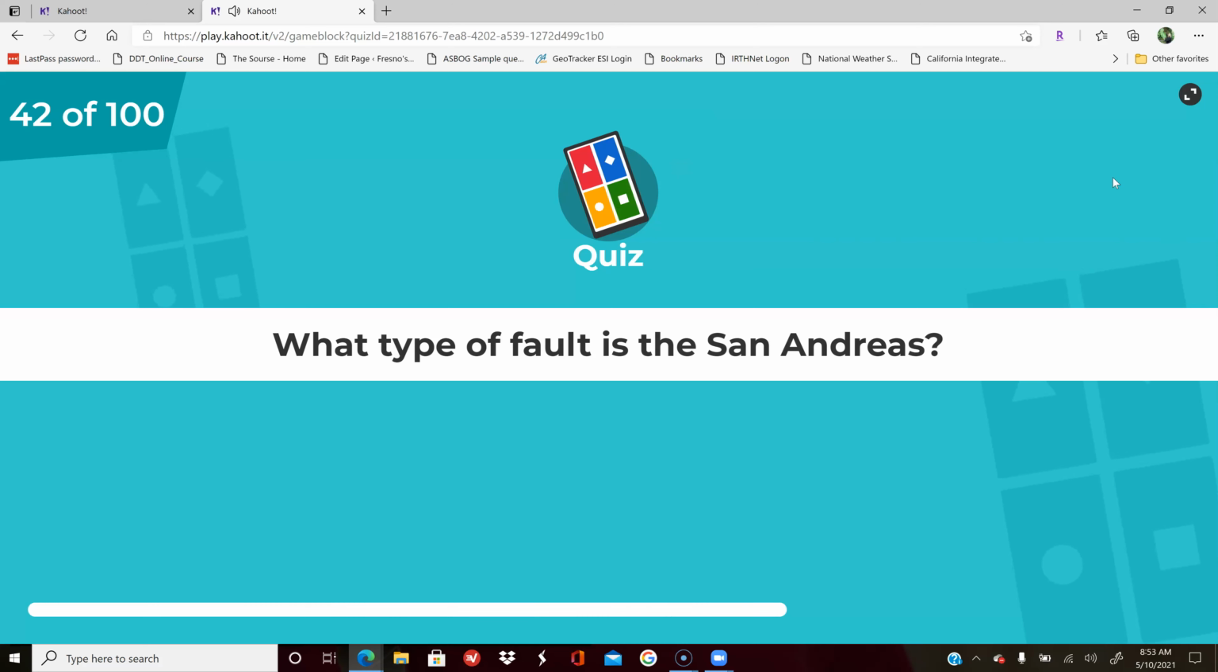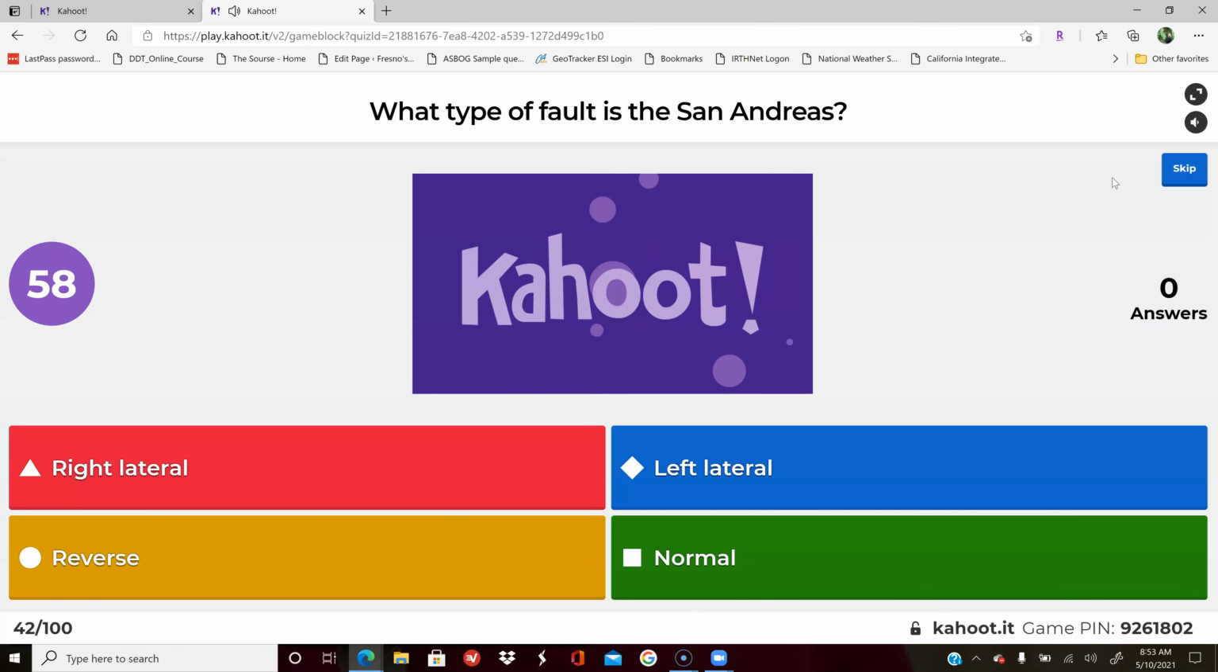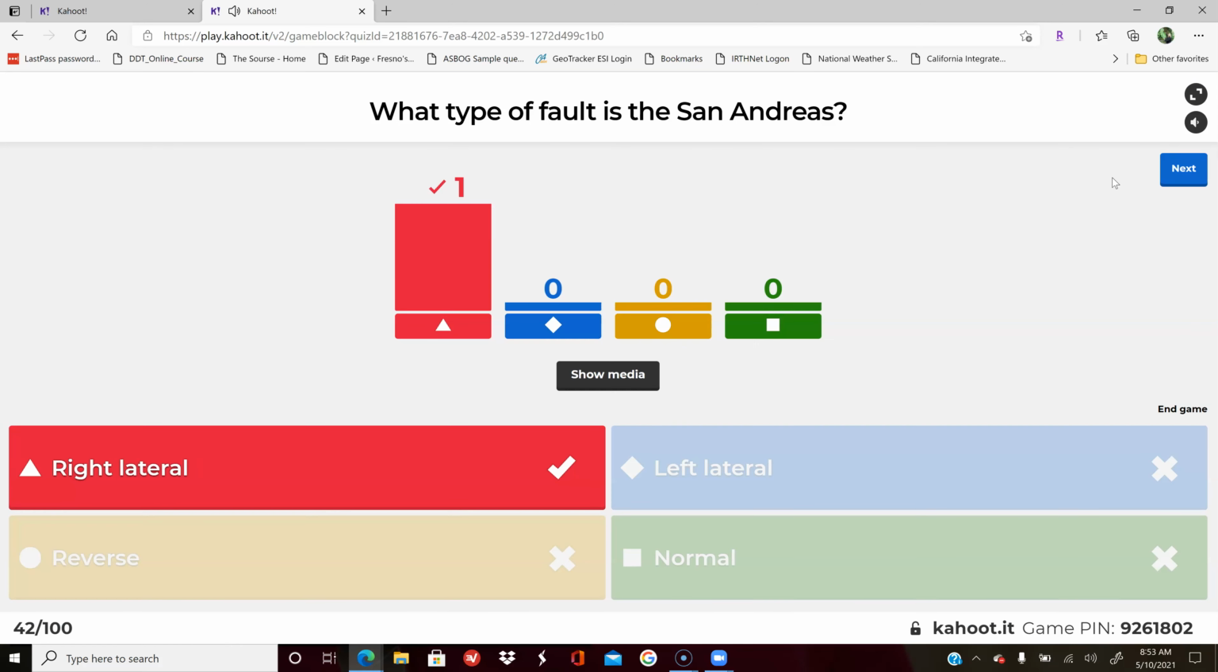What type of fault is the San Andreas? Right lateral, left lateral, reverse, or normal? It is a right lateral strike slip fault.